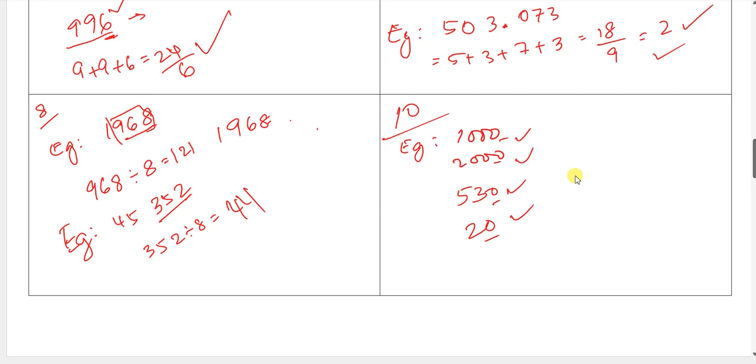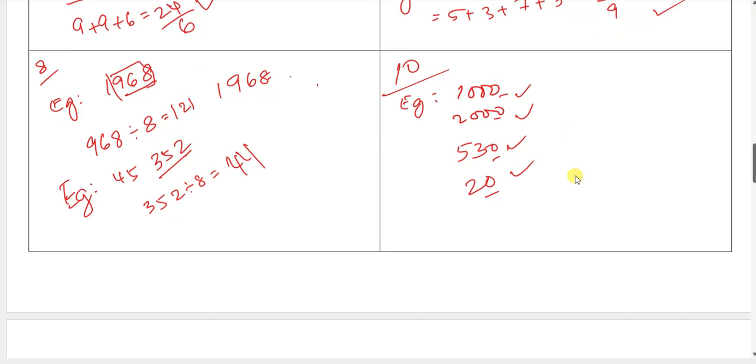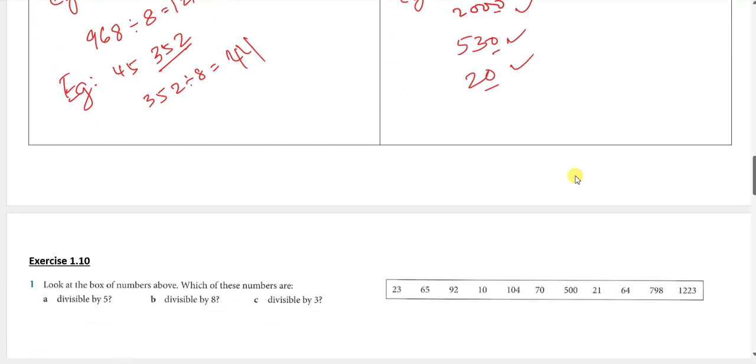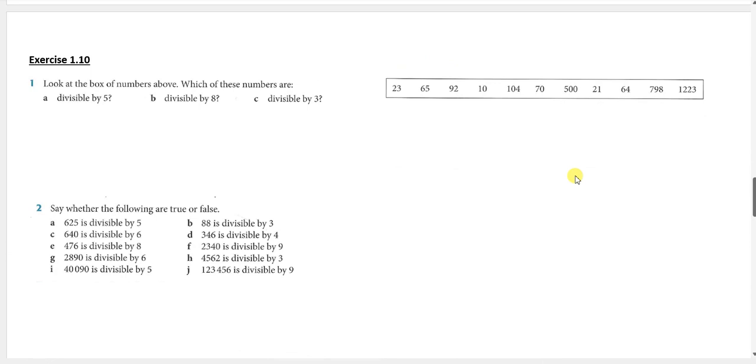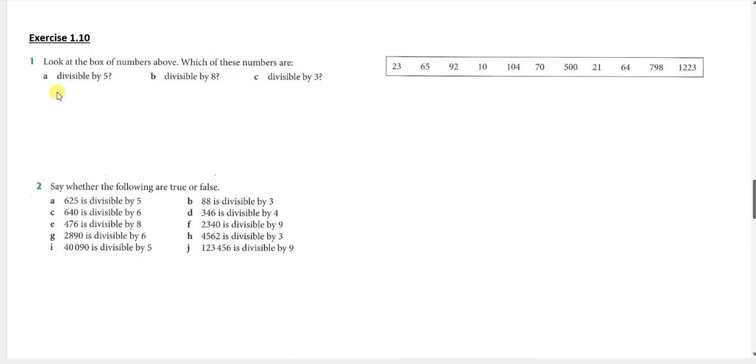So I hope the basic divisibility rules are very clear to you, so it shouldn't be a problem to solve the exercises. Let's start with the exercise. Okay, look at the box of the numbers above. So I mean here, which of these are A, divisible by 5?